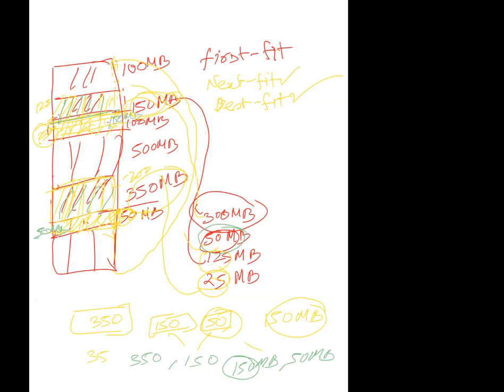Here is 50, here is 100. Now a 125 MB process comes. There is no space to fit this 125 MB process if you use the worst fit algorithm. Even though there is 150 MB of free space in total, it is not in contiguous memory allocation.